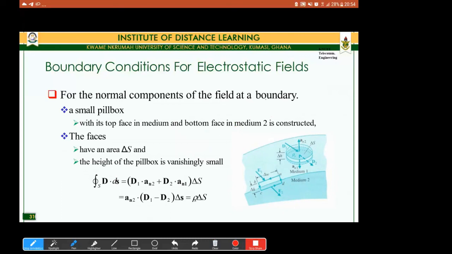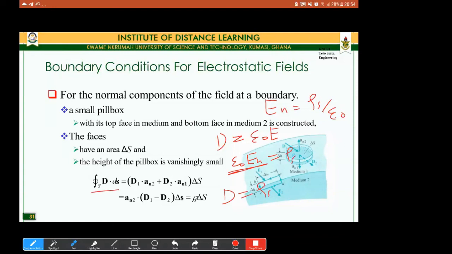If it is E, the normal component of E equals rho s divided by epsilon naught. But because D equals epsilon naught E, if you multiply epsilon naught by E here, you have epsilon naught E, and it must be equal to rho s. This epsilon naught E is D, which is equal to rho s. And that is why the integral of D dot dS must be equal to the integral of rho s dS. We don't have epsilon naught again in the equation.